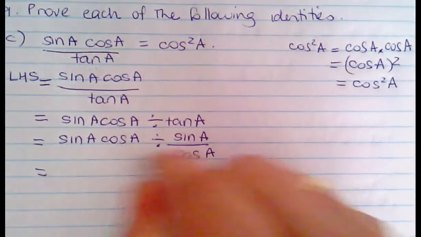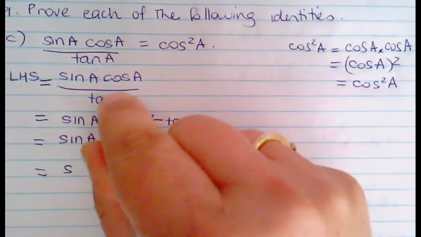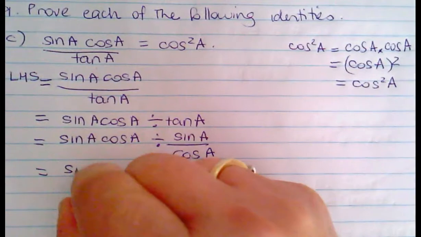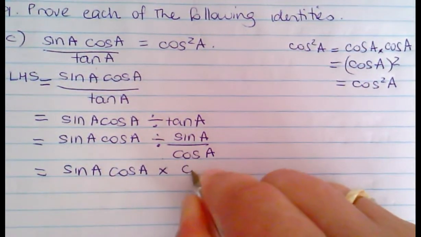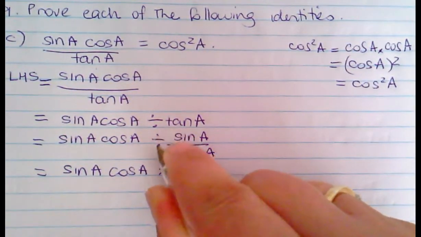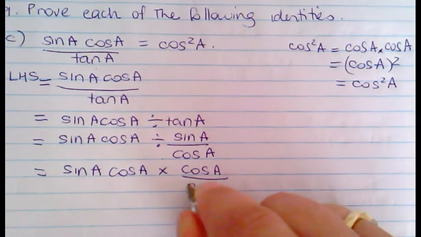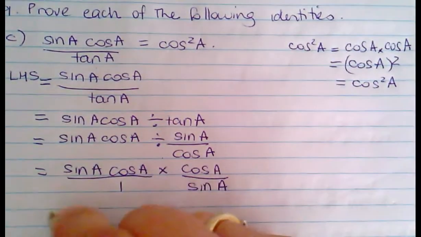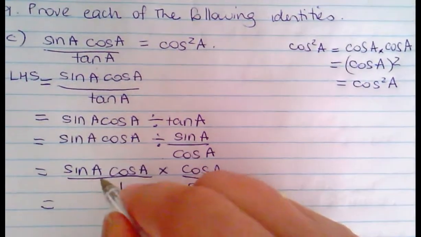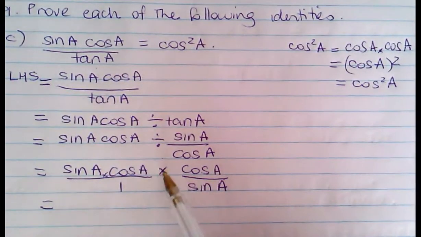The reason is I'm dividing by a fraction. That's why I've written the division sign here instead of leaving it as over. So I've got sine A cos A times, change the divide to a times and flip this fraction, times cos A over sine A. Now this is over 1. There are multiplication symbols between the sine A and the cos A and between this as well.